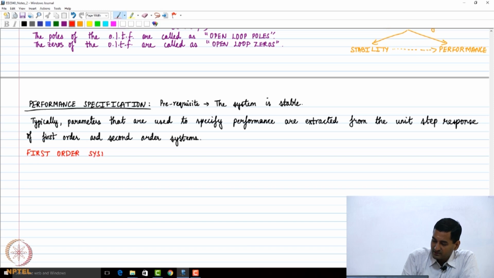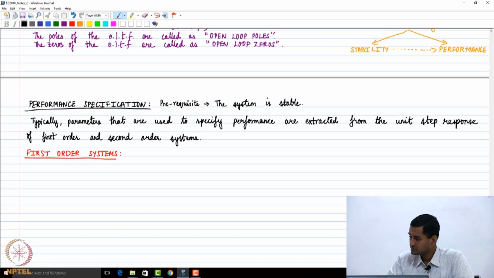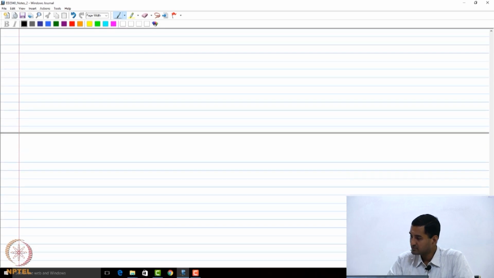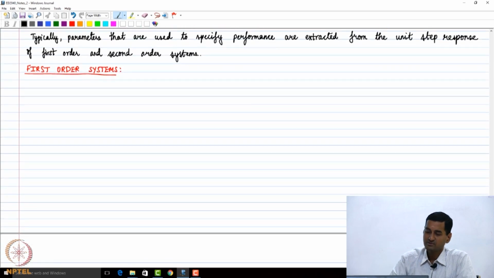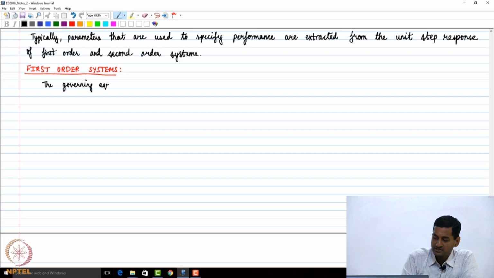So I am going to start with a typical first order system model, and I'm going to leave you with a set of questions. So what is a first order system? The governing equation of a typical first order system.